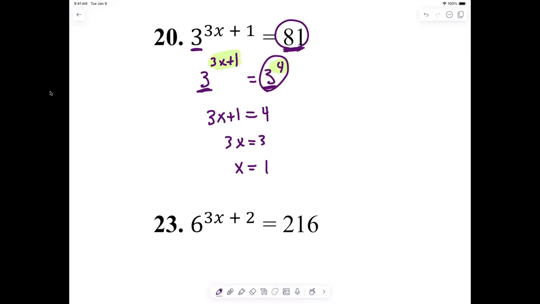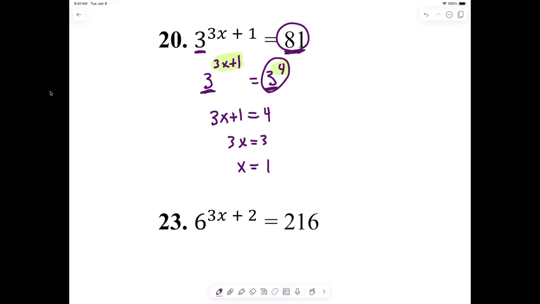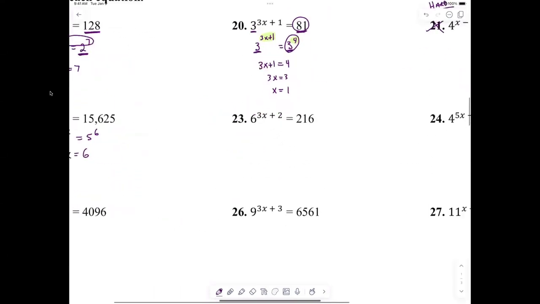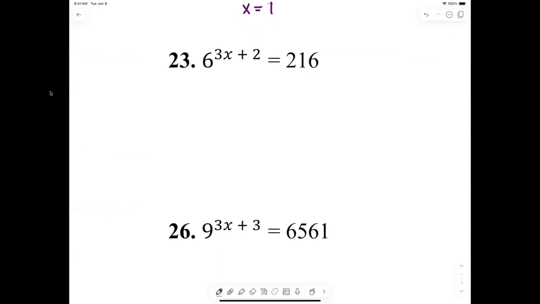All right, that's the last part. You hear me? So now we're going to look at number 23. First, tell me, Leah, 6 to what power is 216? You got to figure that out.